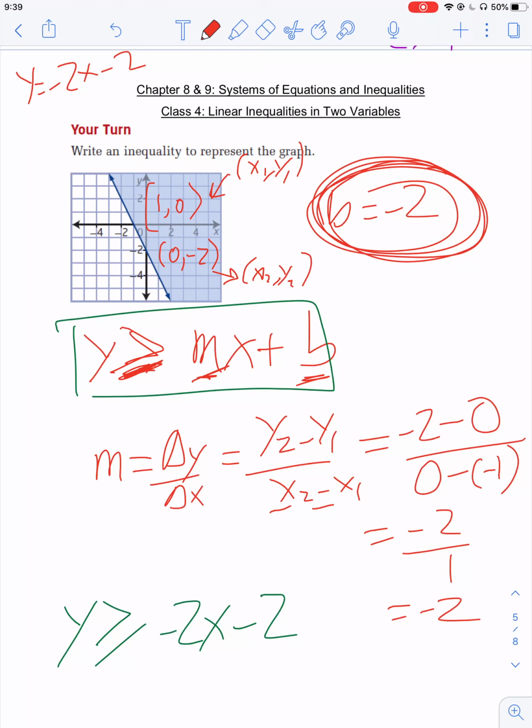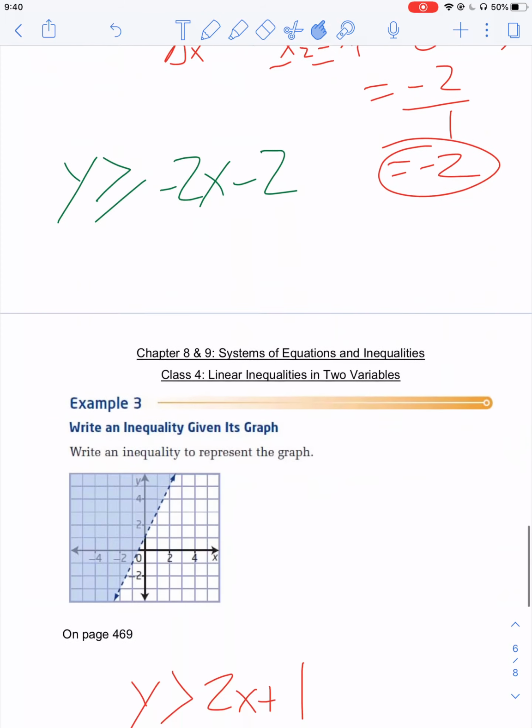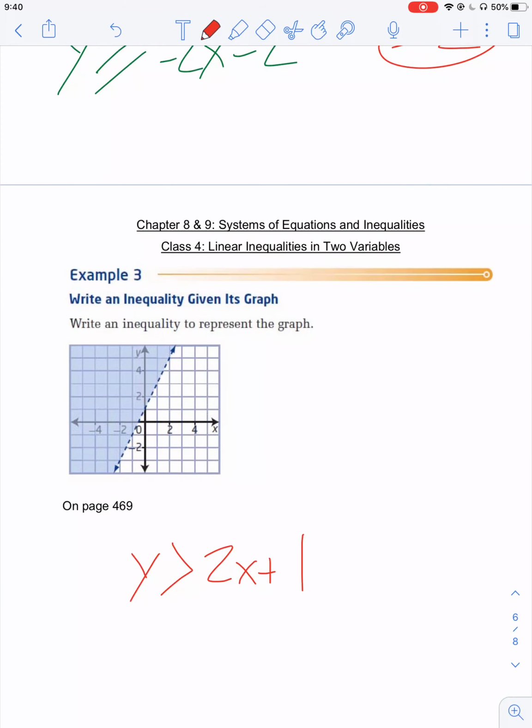And for your slope, just use any 2 points. I've chosen these ones because they were precisely given, but this point is also precisely given. So you could choose any 2 points and you will get the slope value of -2. Okay, so try doing this question. This is given to you on page 469, but here is your answer.